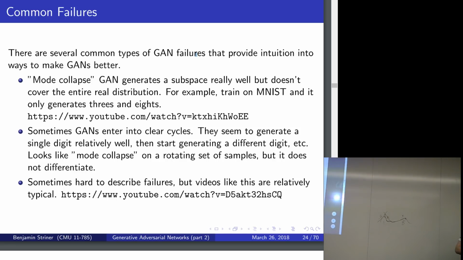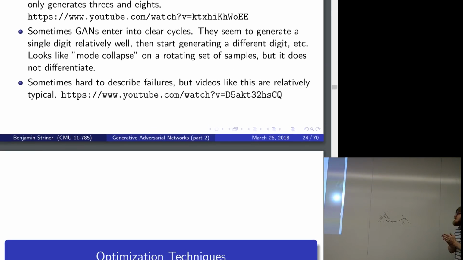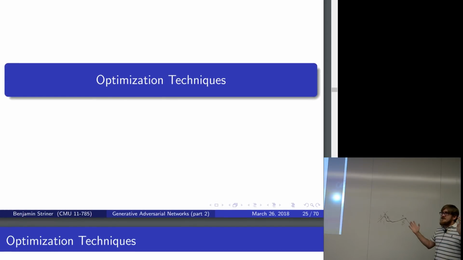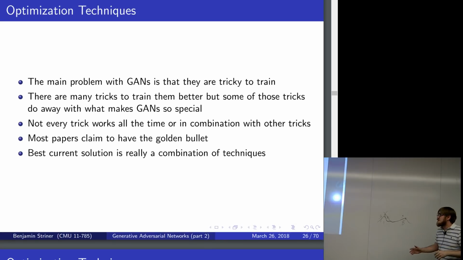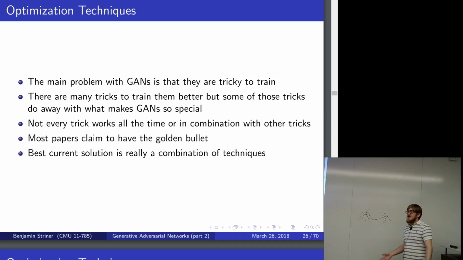So what that brings us to, and we've been kind of preluding to, is that there are a lot of techniques that people have come up with. This has been a ton of research, a ton of literature. People have been going crazy over different ways to do it. Everybody claims that they have the golden bullet, that they've fixed GANs, they finally got it correct.